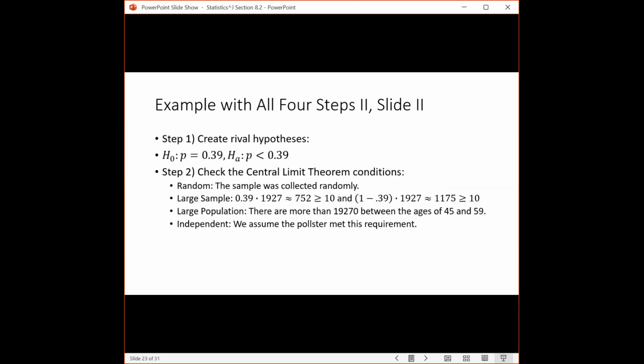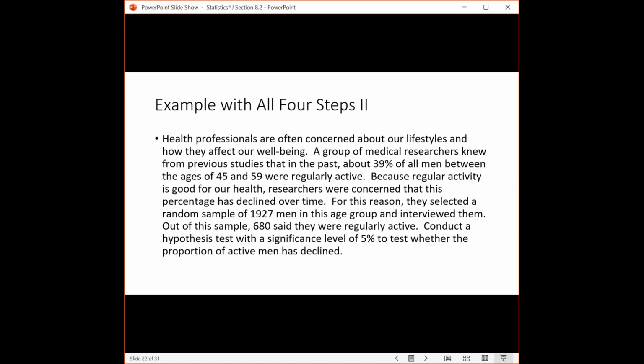All right, so first, step one, we're going to need to create the rival hypotheses. So you've got to read the problem carefully. What is the population amount? What's the baseline? The baseline is 39%. That is what it was in the past, and we're comparing our sample to that.